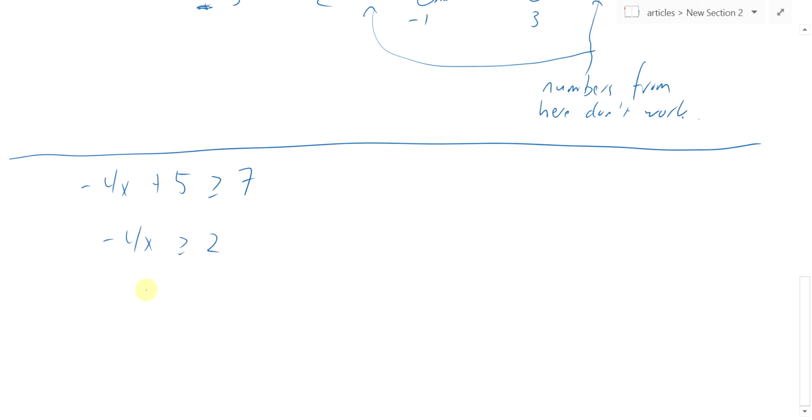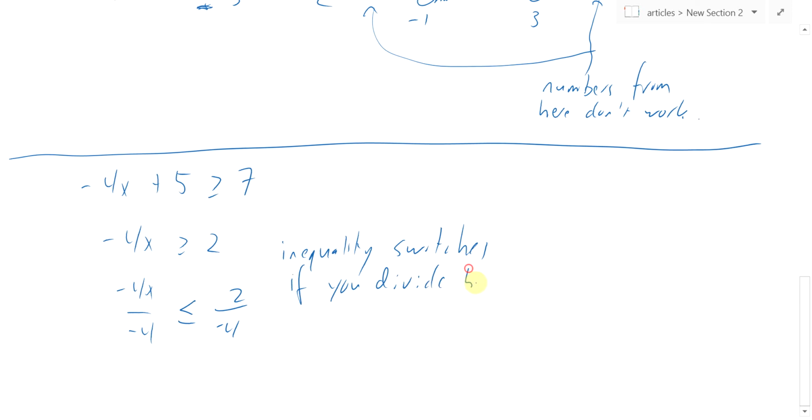And now if I divide by the minus 4 on both sides, the inequality has to switch. And it's not a minus 2, it's a plus 2. Right? Just keep in mind that the inequality switches if you divide by a negative. Otherwise it works just as equalities do.